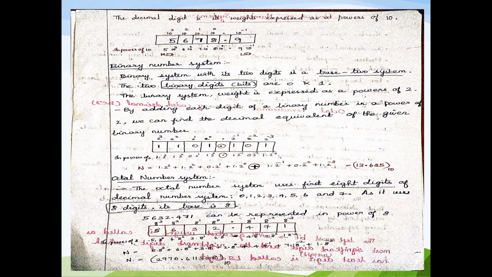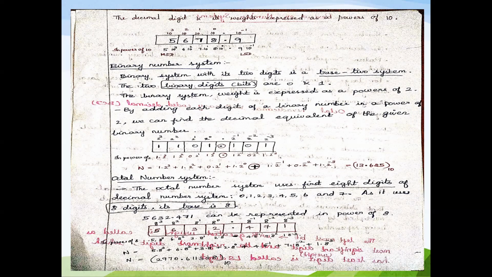So next is the octal number system. We are aware of this. Oct means 8. So the octal number system uses the first 8 digits of the decimal number system, that is 0 to 7. As it uses 8 digits, the base is always 8. For example, I have considered one more example: 5632.471, which can be represented in the powers of 8.